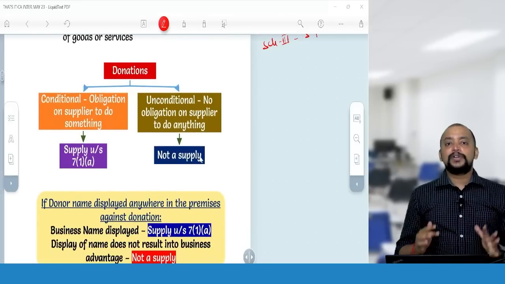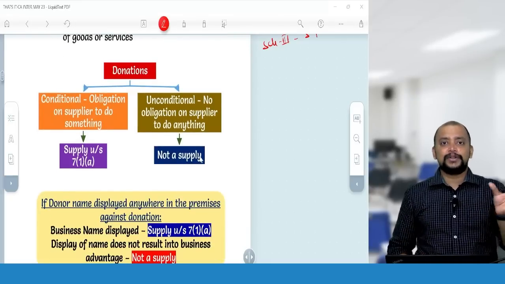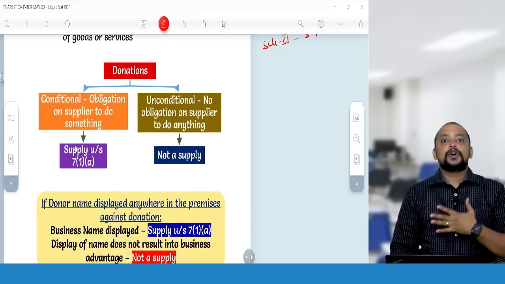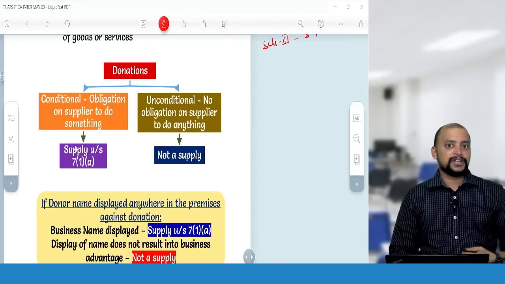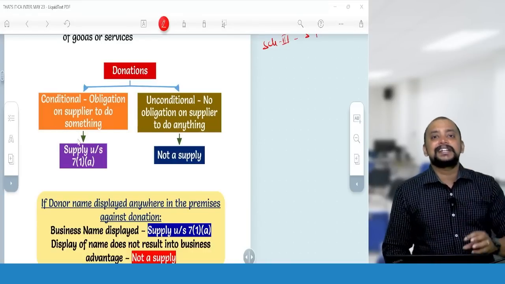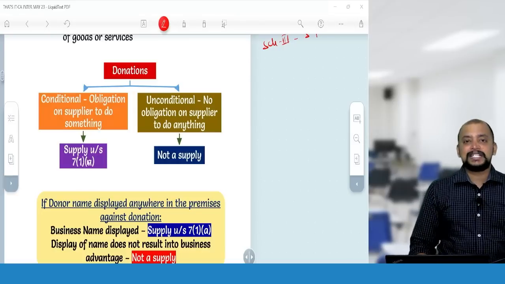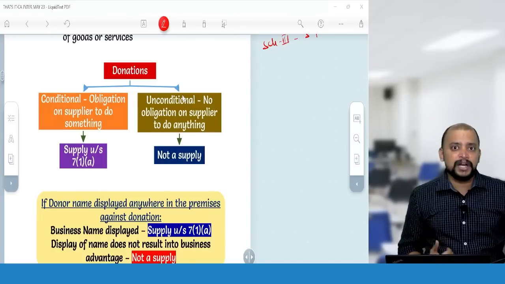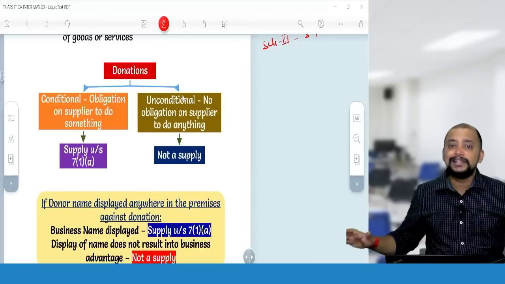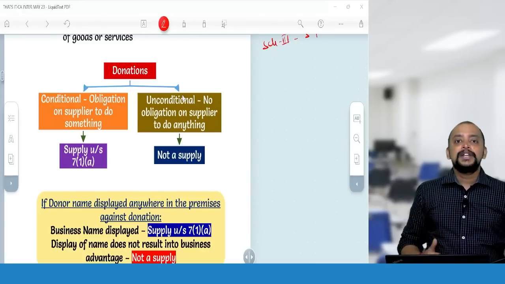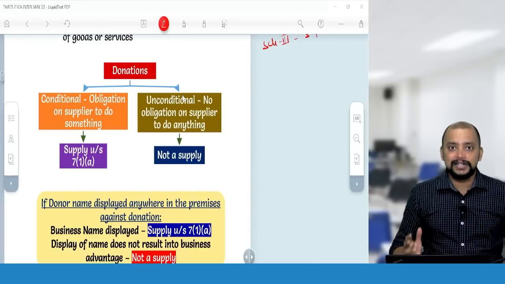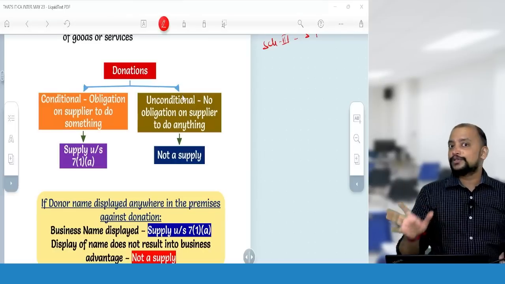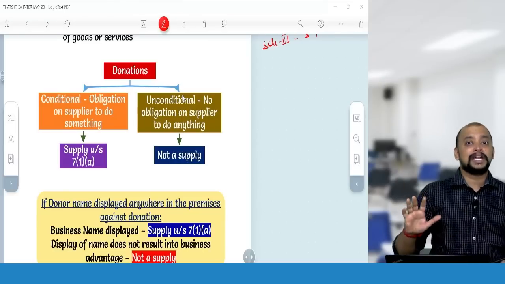Then donations. Donations are divided into two: conditional donations and unconditional donations. Conditional donation means we have an obligation to do something against the donation, and that will be treated as consideration and it will become a supply. Suppose it is an unconditional donation, that means we are receiving some money and we don't have an obligation to do anything in return for that money received. Then it is not treated as consideration because it is not in respect of any supply of goods or service. So it is not a consideration. Consequently, it is not a supply.